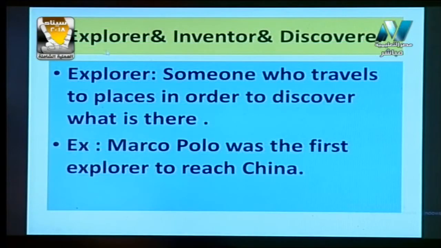The first group of words we're going to deal with are explorer, inventor, and discoverer. All of these are words or nouns for people. Explorer is someone who travels to places in order to discover what is there. Explorer, مستكشف, is someone هو شخص ما who travels to places بيسافر in order to discover what is there.